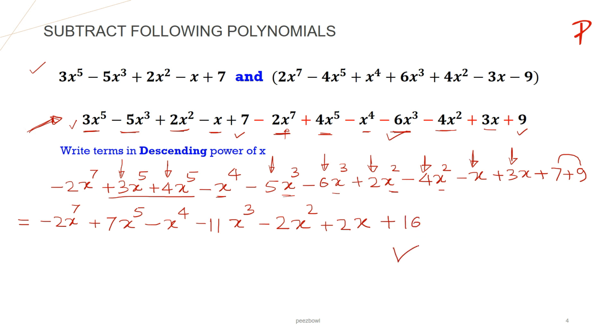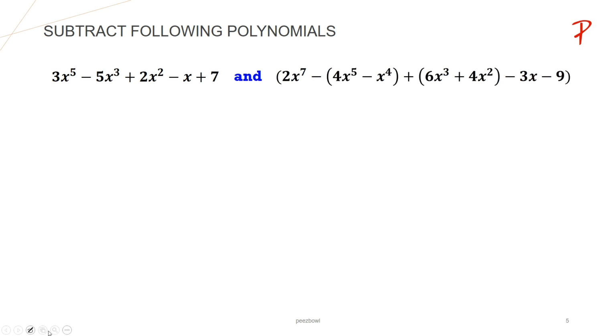Okay. So this is our answer when we subtract the second polynomial from the first polynomial. This is what we get. Minus 2x to the power 7 plus 7x to the power 5 minus x to the power 4 minus 11x cube minus 2x square plus 2x plus 16. Okay. Let us see how we solve this example. So this is what we had initially.